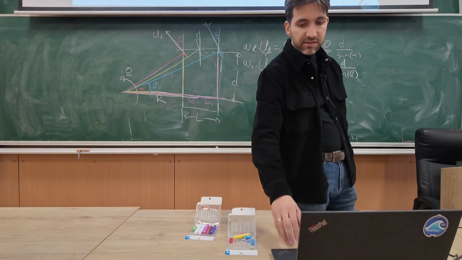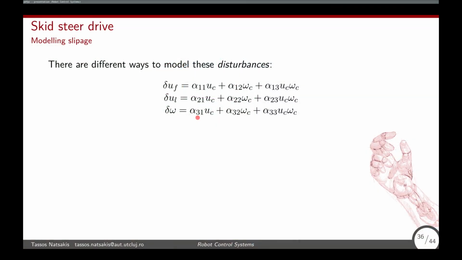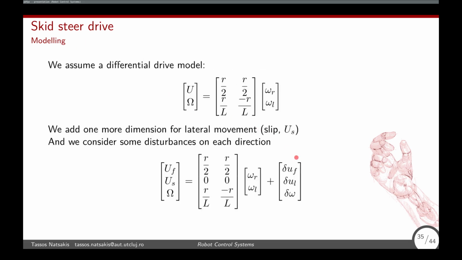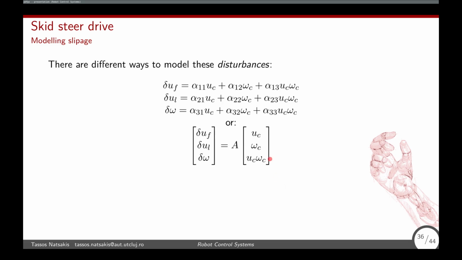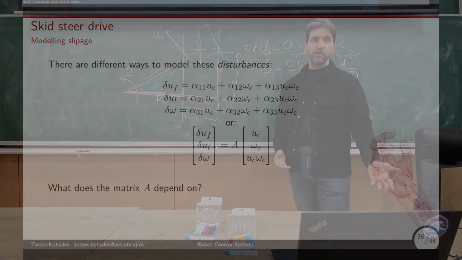Some ways to model these disturbances: I can assume them to be proportional to the linear and angular velocities of the robot. So these three are the three disturbances in the three directions that I had here. Basically this is a linear combination of some factors, A11, A21, A31. I can write it in matrix form, and I'm trying to estimate them by making models.